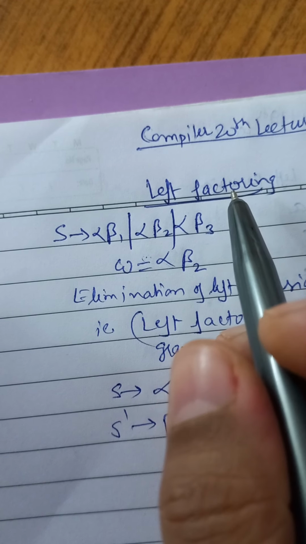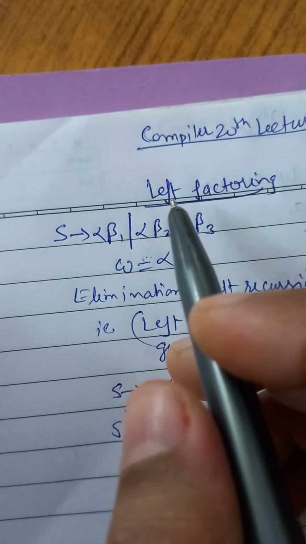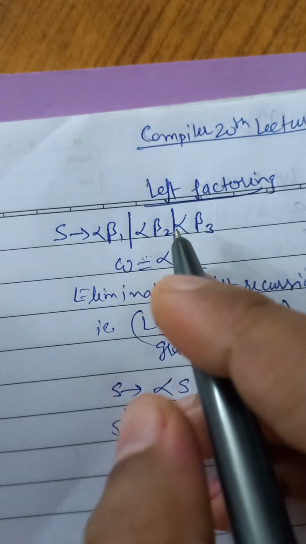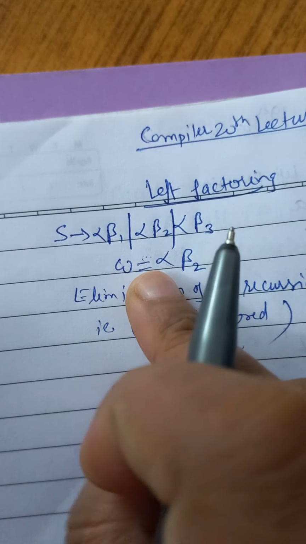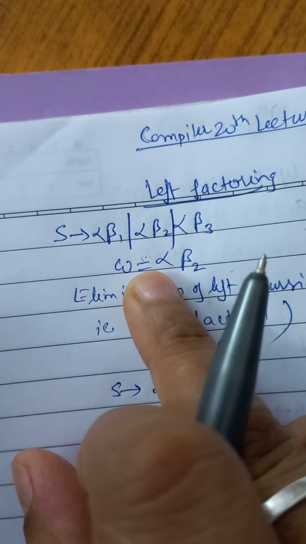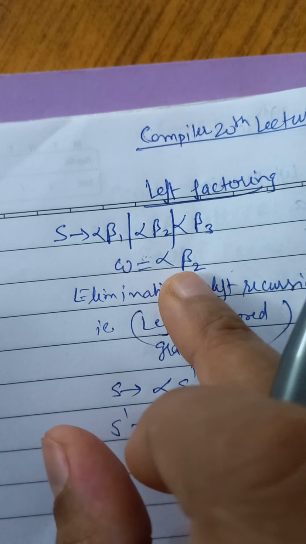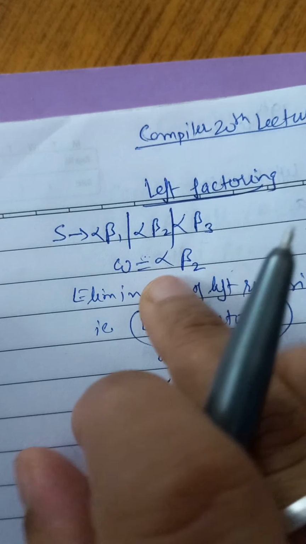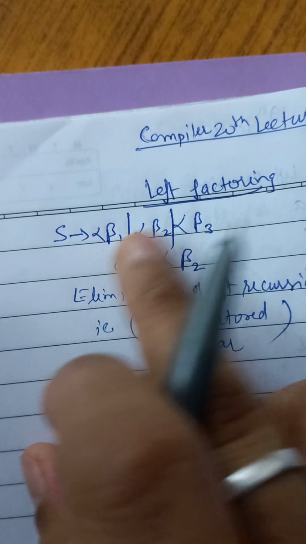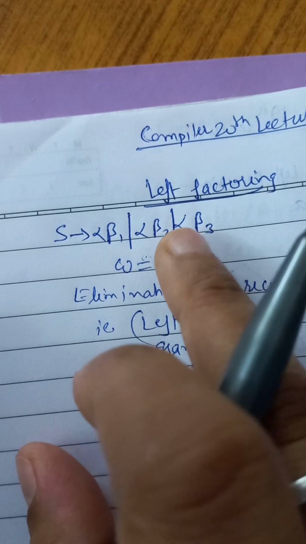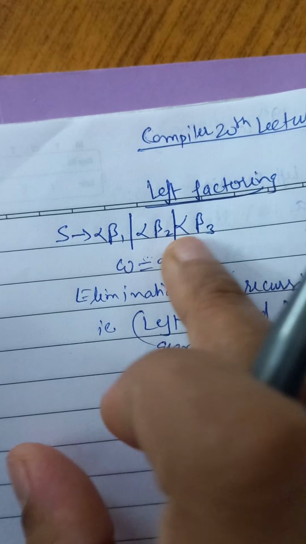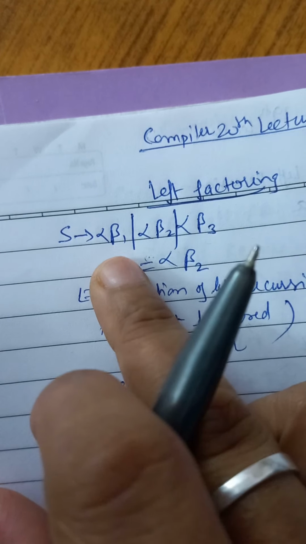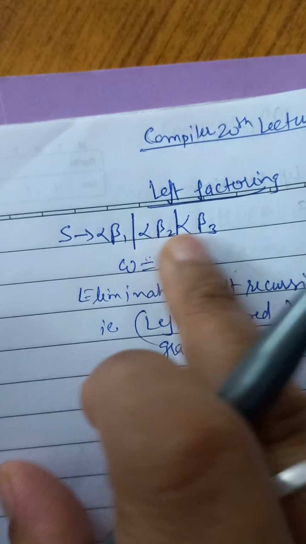What is left factoring? Suppose we have this production S tends to alpha beta 1, alpha beta 2, alpha beta 3, and we want the string alpha omega, where omega is equal to alpha beta 2. What will happen with this grammar production? In this production, we have 3 alphas in the queue. The parser, the compiler, will always first get alpha, alpha, alpha in all the productions, so it is difficult to find out beta 1, beta 2, beta 3.